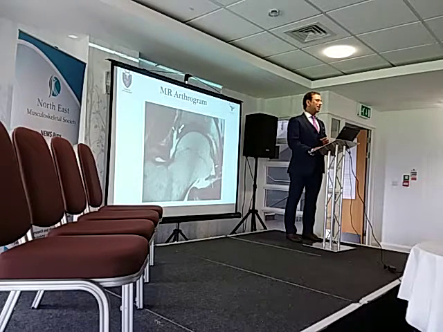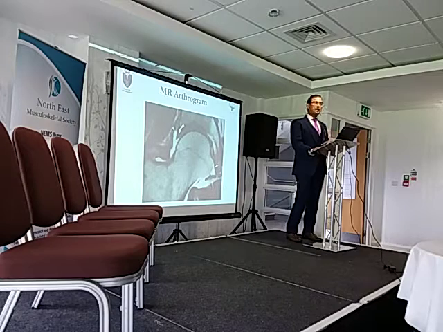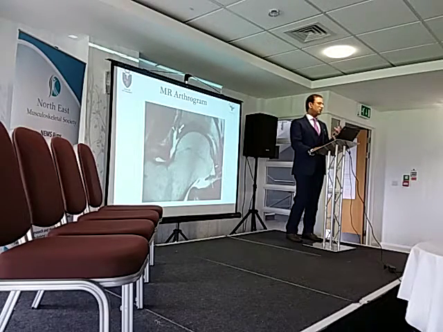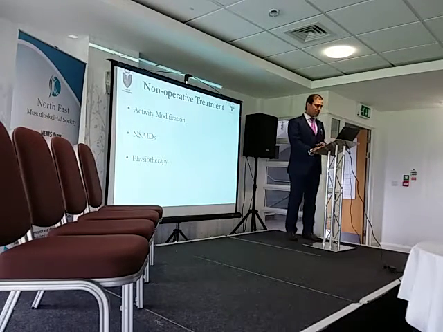And again, if you're not clear, then you can give them a dye, and then you get an MR arthrogram, and that's how it looks like. It's just basically more definition of your soft tissue structures in the hip joint. So what are the treatment options?